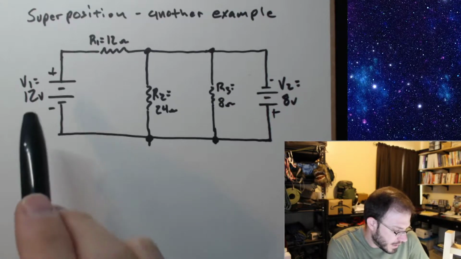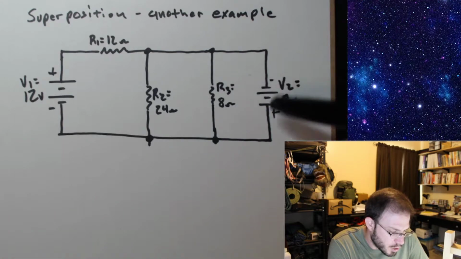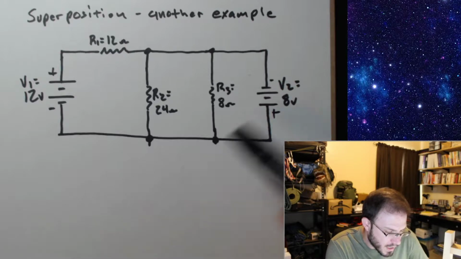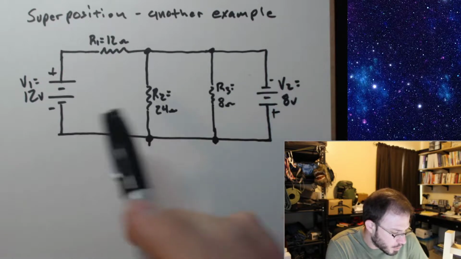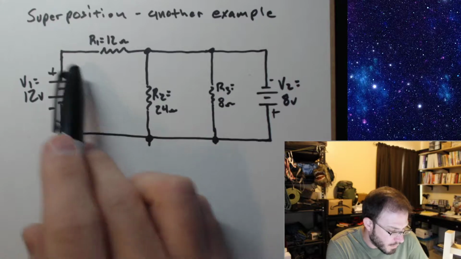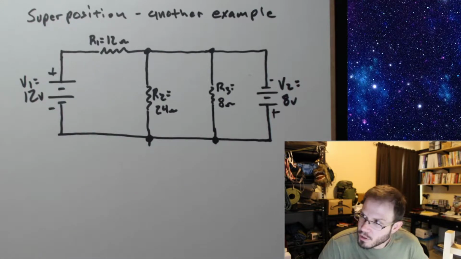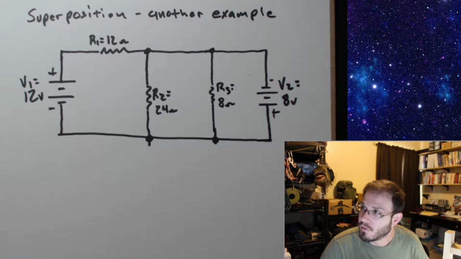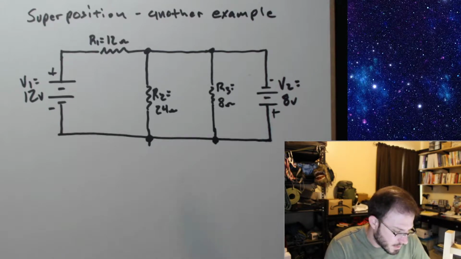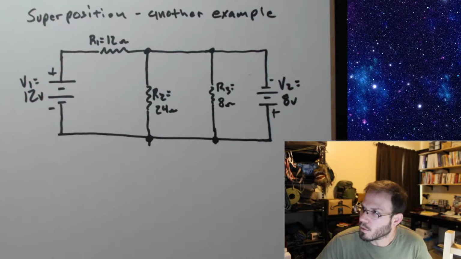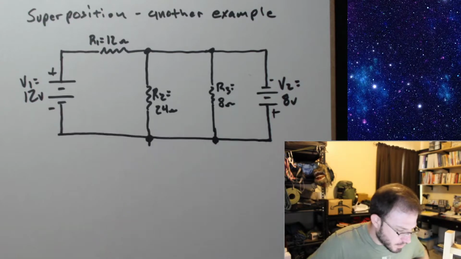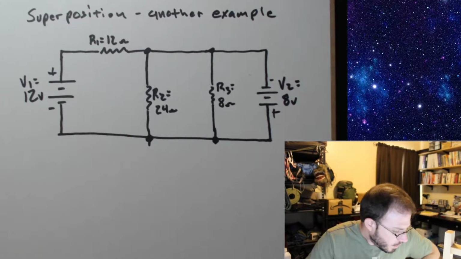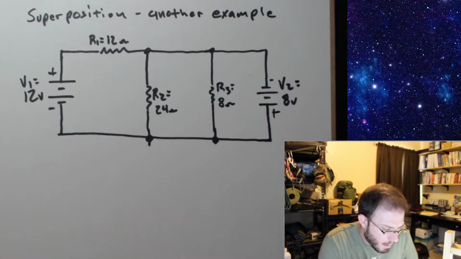The first time we solve it, let's keep V1 and we'll short out V2. And then the second time that we solve this, we'll keep V2, but we will short out V1, effectively disabling V1. We'll come up with two solutions, and then we'll go ahead and take the algebraic sum of the currents, and we'll plug that back into our original circuit and see what happens. Okay. So let's go ahead, let's keep V1, let's short out V2.